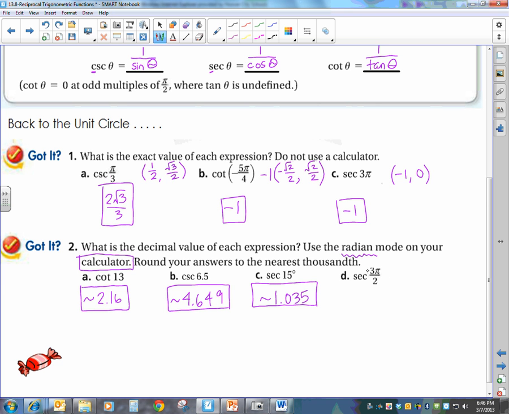And back to radians. 3 pi over 2 is at the bottom of my circle. So that means the point is 0, negative 1. Secant is 1 over the cosine. And so that, of course, is undefined. Actually, I forgot I was supposed to be using my calculator there. So you can punch it in your calculator. You get the same thing. You'll probably get domain error or syntax error on your calculator. Okay, next we need to go do some graphs.